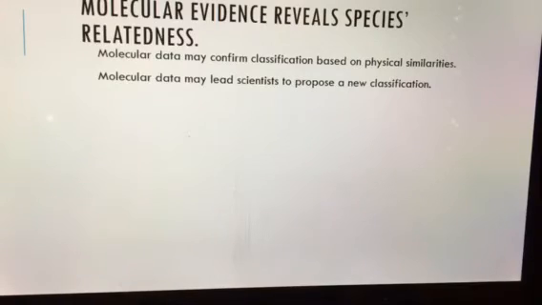Okay, so what is molecular evidence? Molecular evidence is basically showing you what we have. This is going to be your DNA and your RNA. It's not just classification based on similarities, but it does confirm them. And so we do know that some things that look alike are genetically completely different.